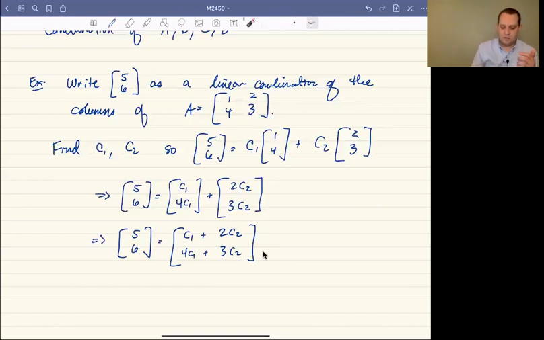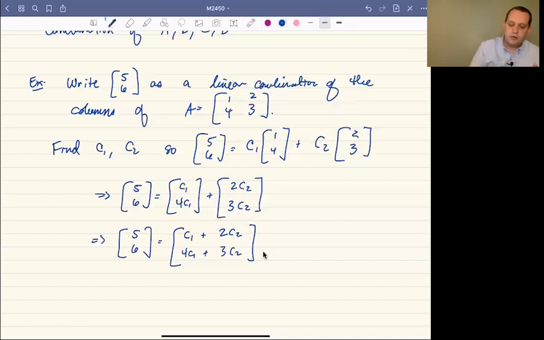And I want you to notice that even though the column on the right here looks a little different because it's got more stuff in it, it's still a 2 by 1 matrix. These are all 2 by 1 matrices. Okay, 2 rows, 1 column. All right. So we want to find constants C1 and C2 so that this is true.